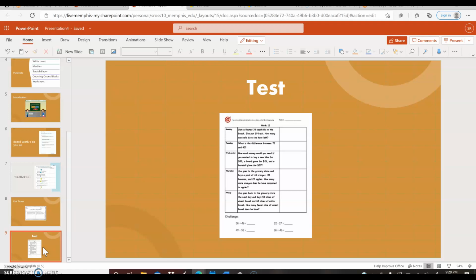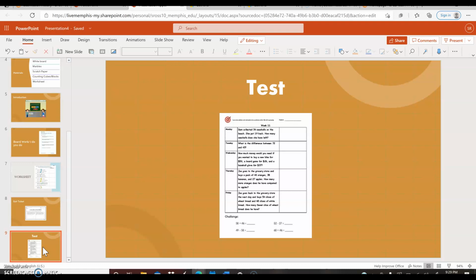IEPs and 504s will be modified. The lesson objectives will be modified to fit that student's criteria in their IEP or 504. If their work needs modifying, some of the problems will be slightly modified so it won't be as challenging as the other students' material in the class.